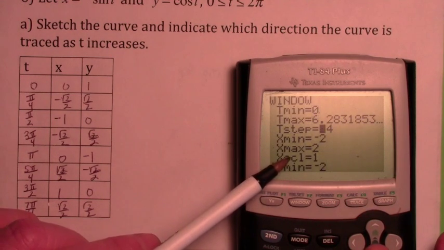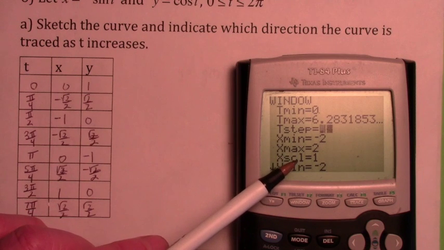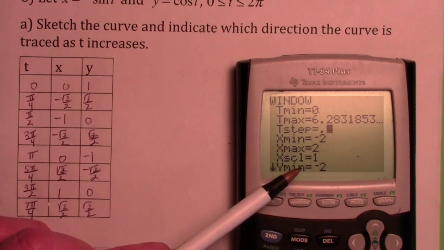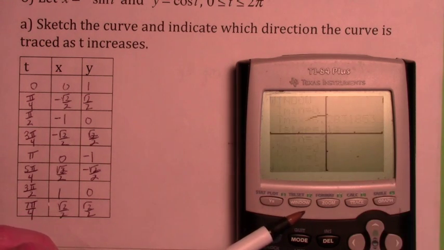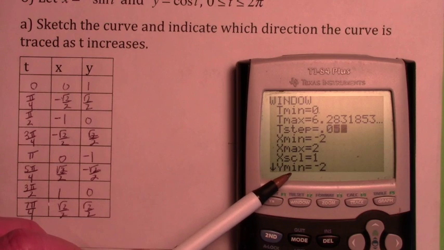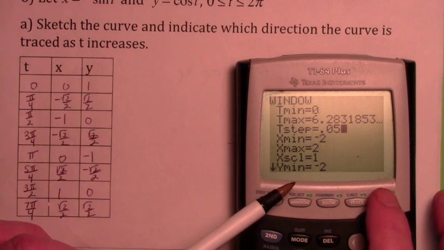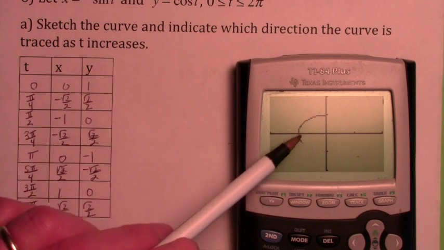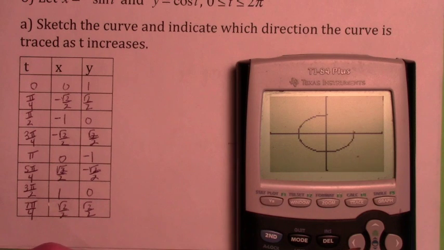Instead of saying t-step equal 0.4, if you change it to like 0.1, for example, and you graph it, notice it slows it down. You can actually see it better. It's a little too fast still. How about 0.05? Let's try that. So at t equals 0, we're up here, and then we move around the unit circle that way. So that's kind of nice, because that way you can see the direction easier.